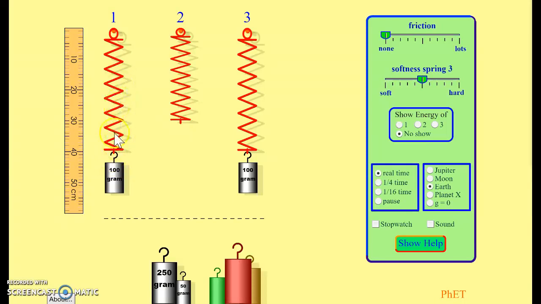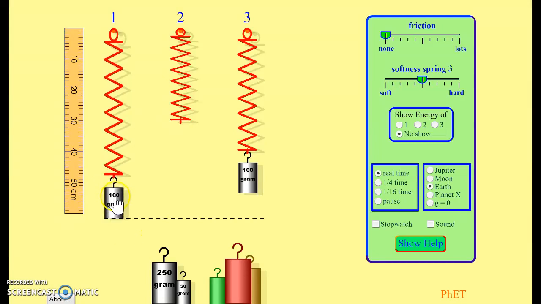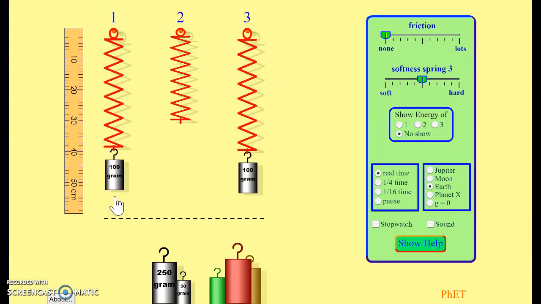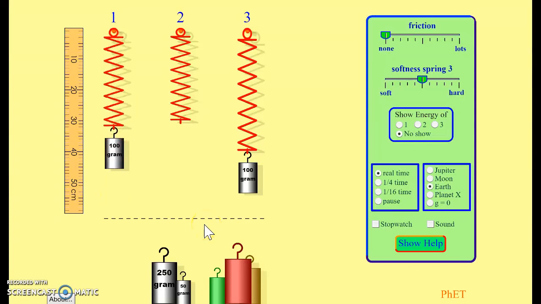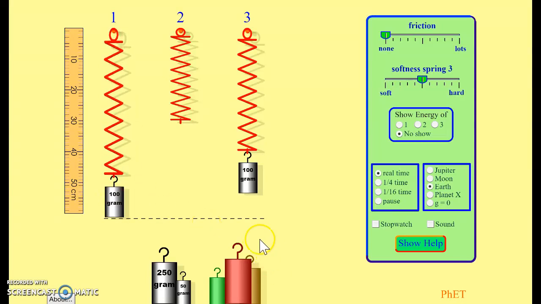Here is a mass spring system. It's oriented vertically, not horizontally, but it still oscillates with simple harmonic motion. So if I pull it back and let go, up and down it goes, oscillating back and forth.